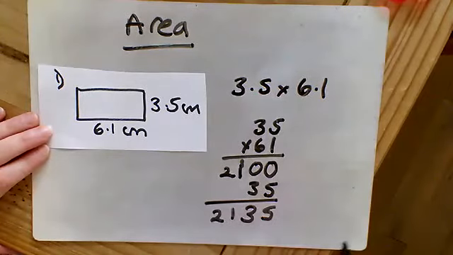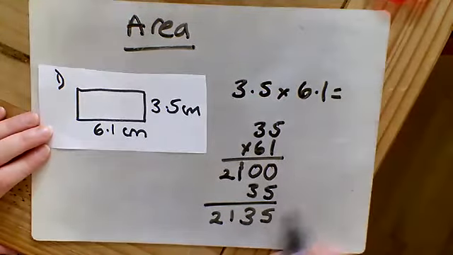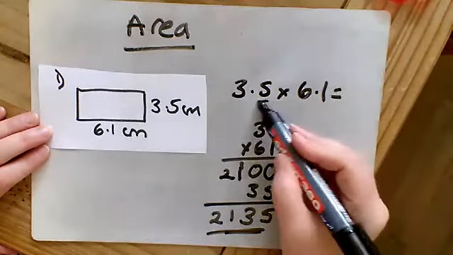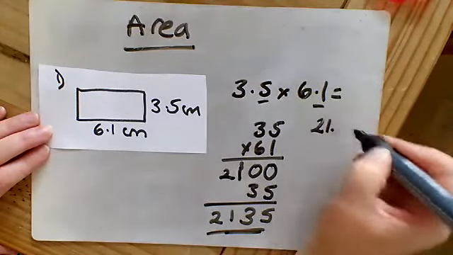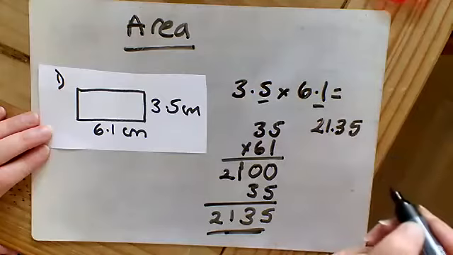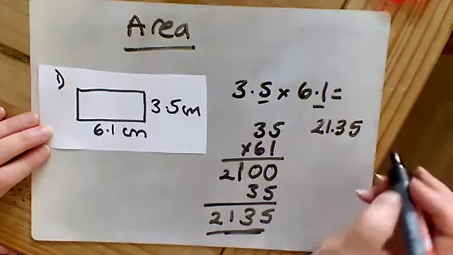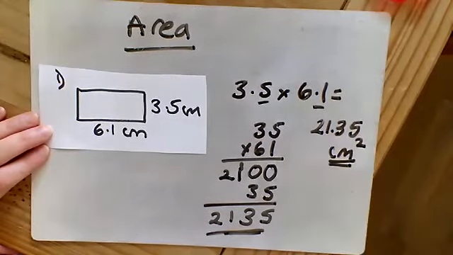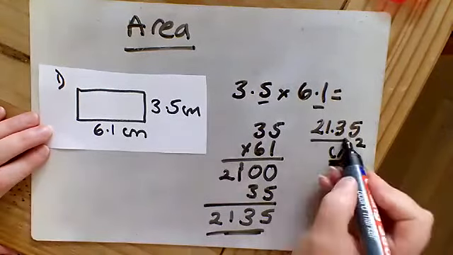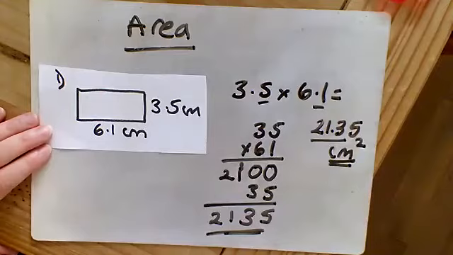Which gives me 2,135. But obviously that is not my answer because I need to put in 2 decimal positions. So the answer is 21.35. And importantly, we're talking about area, so my units would be centimetres squared. So my answer is 21.35 square centimetres.